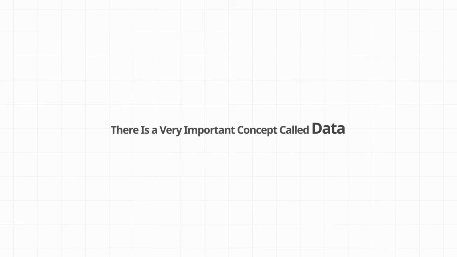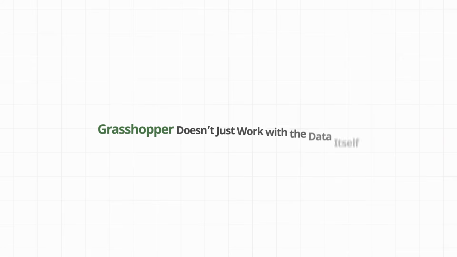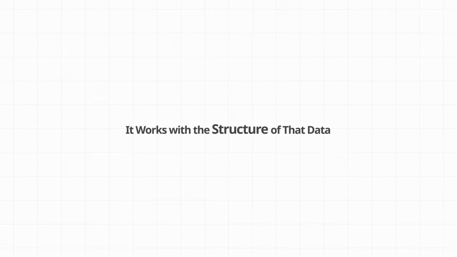Section 2, what is data? In Grasshopper, there is a very important concept called data. Data is simply the information that Grasshopper works with. This information can be many different things: a simple number, a point, a vector, a line, or a curve, a surface. So anything you bring into Grasshopper is considered a type of data. But here's a very important point. Grasshopper doesn't just work with the data itself, it works with the structure of that data.